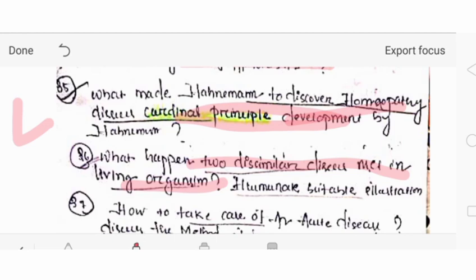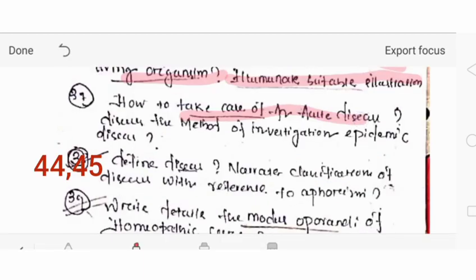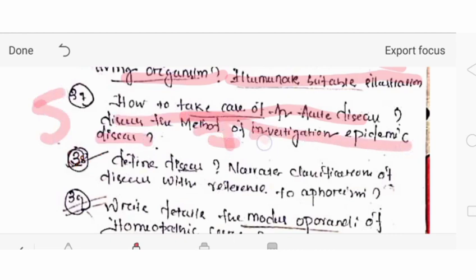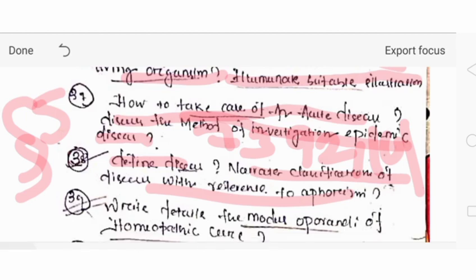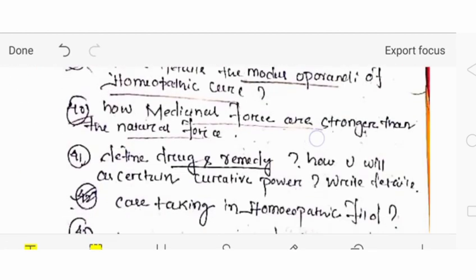Same question. From the aphorisms you can find many examples about that. Okay, case taking in acute disease, how can you find it? So aphorisms 5, 99, 100, 101. These you should write in your exam. Disease, classification of a disease. Now the repetition of a question comes. No more questions now.